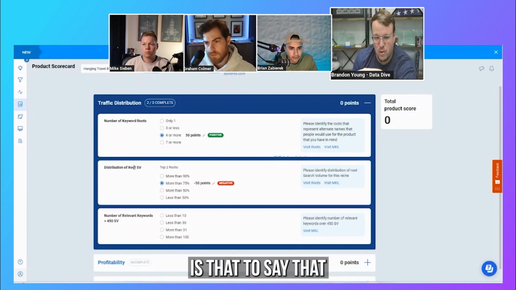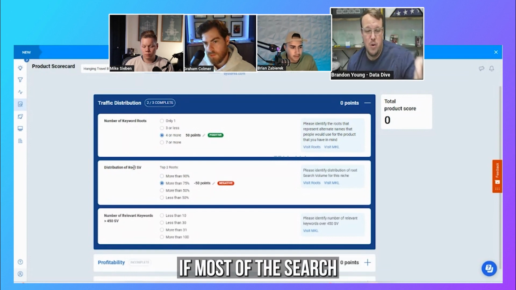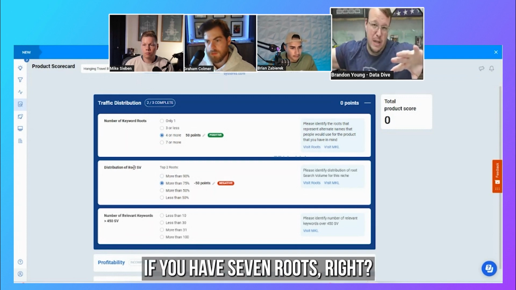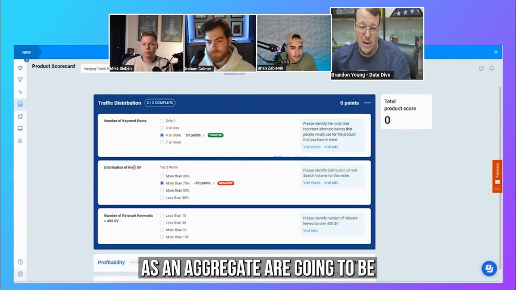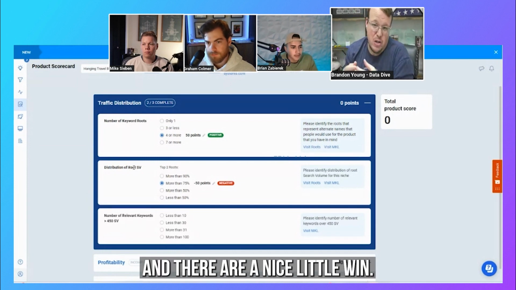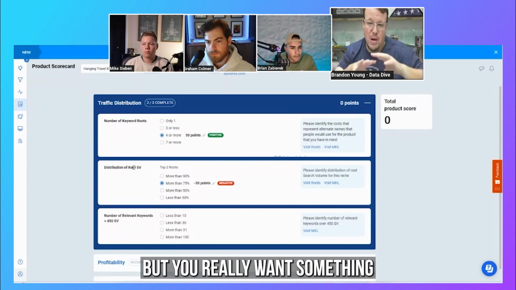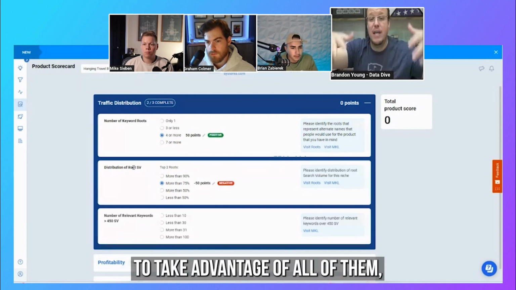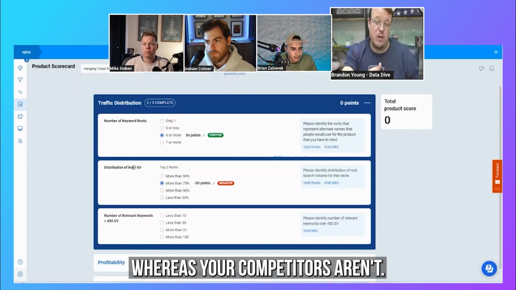And what we're looking for is, if most of the search volume is with one route, it doesn't matter if you have 7 routes, right? The other 6 routes, as an aggregate, are going to be a very small percentage, and they're a nice little win. But you really want something with a wide distribution of traffic among those routes, because you're going to try to take advantage of all of them, whereas your competitors aren't.